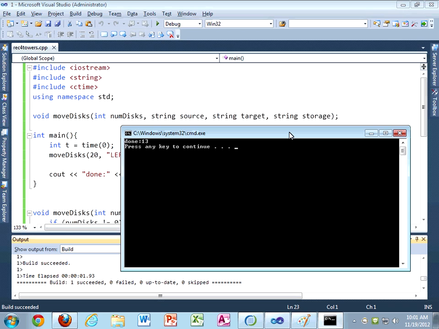So how many moves is 20? Let's figure out how many moves the computer does per second. 2 to the 13 is the number of moves, right? What about 2 to the 20 minus 1? Oh, yeah, sorry. So it's 1.05 times 10 to the 6. That's how many moves. Is that right? Yeah.